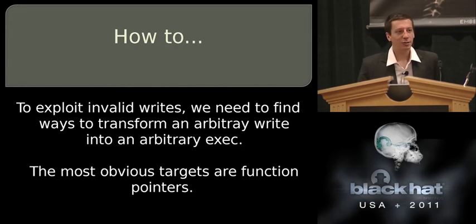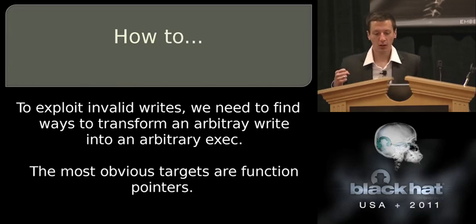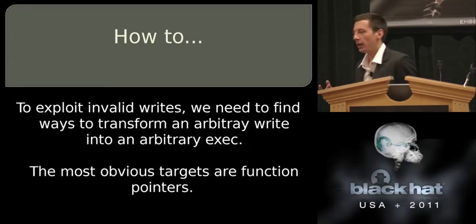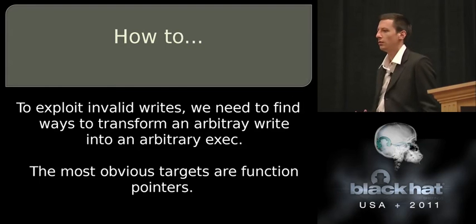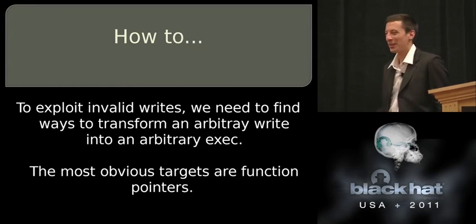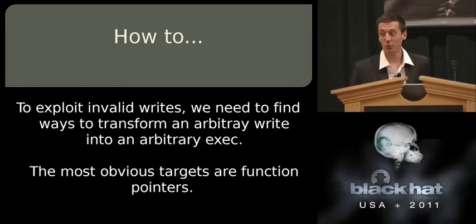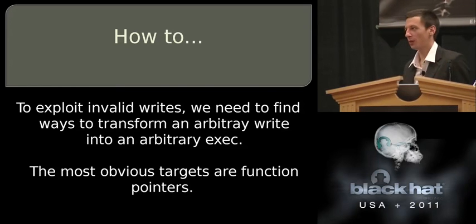How do you exploit invalid writes? So that's really the meat. The usual way to exploit an invalid memory write, think for instance like a format string bug, would be, okay, either to attack a function pointer like we said, or attack the global offset table.